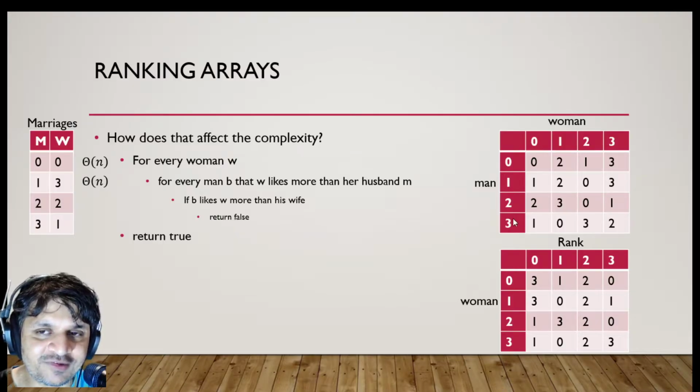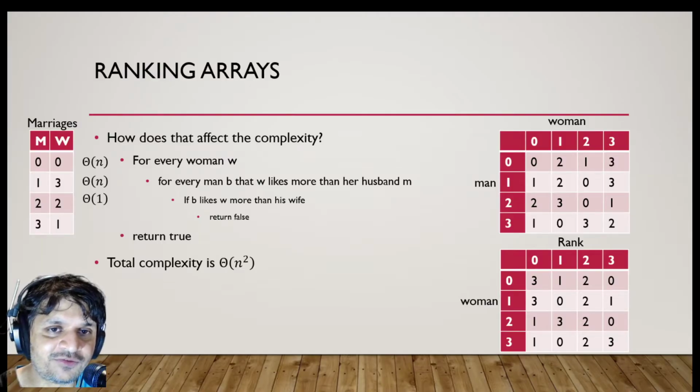But the cool thing was that now if I wanted to check which woman he preferred, I just did 2 lookups, so it was constant time. If I wanted to know whether man 3 prefers woman 2 or woman 3, I could look: woman 2, he ranks 3, and woman 3, he ranks 2, so he prefers woman 3. That was constant time, I just did 2 lookups. So constant time means I get a theta 1 there, and the total complexity is now theta n squared.